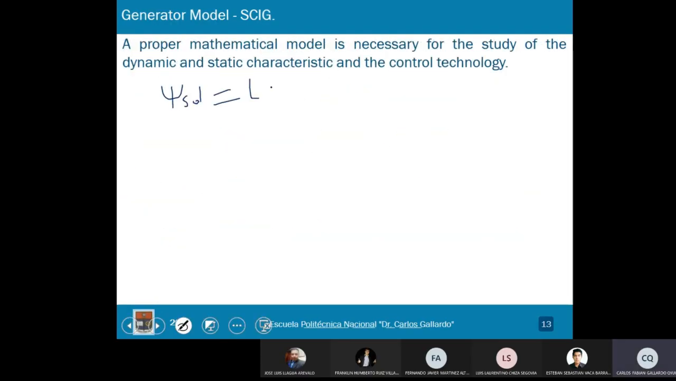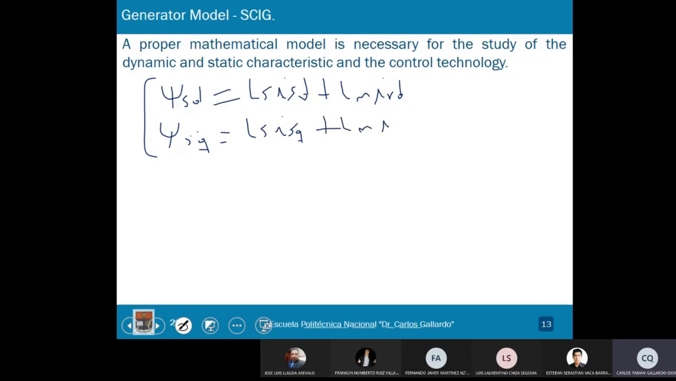So I will have here the stator inductance times the stator current on the D-axis, plus the magnetizing inductance times the rotor current on the d-axis. So I will have two components because I am working in the synchronous reference frame. So I will have here the quadrature component: the stator inductance times the stator current component, plus the magnetizing inductance times the rotor current on the quadrature axis.